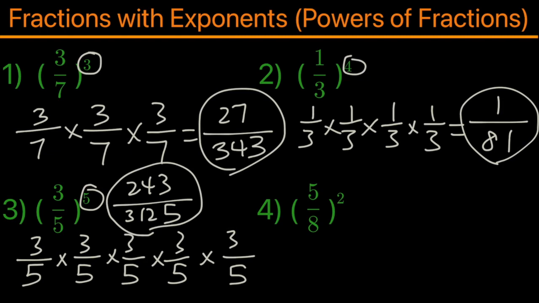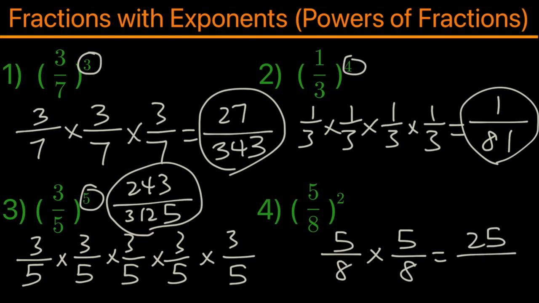And for our final example, we have 5 over 8 to the power of 2. So we're just multiplying twice. 5 over 8 multiplied by 5 over 8. So 5 times 5 is 25, and 8 times 8 is 64. And that will be the answer for example 4. So these 4 are examples of how you would solve fractions with exponents.